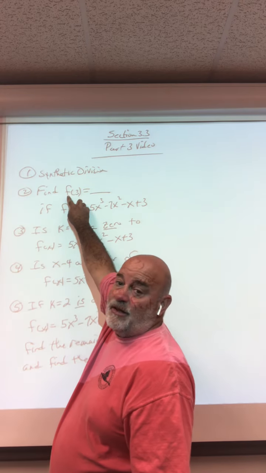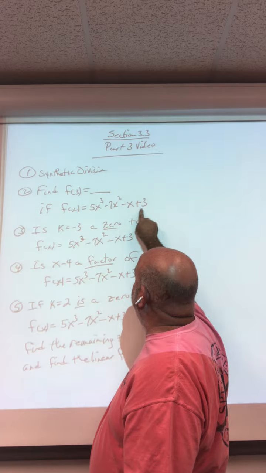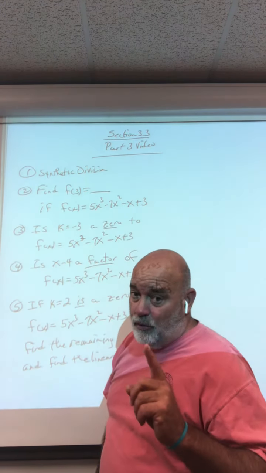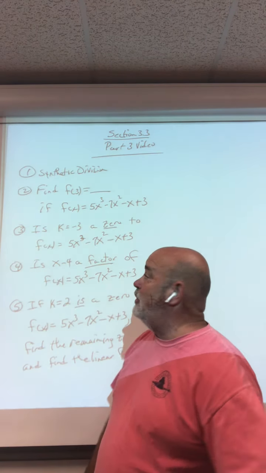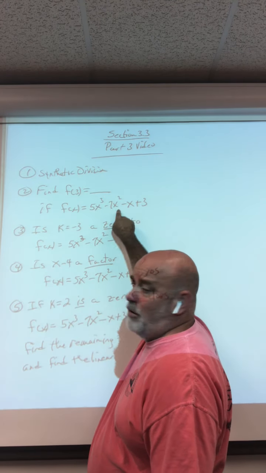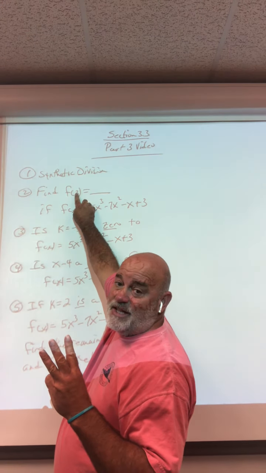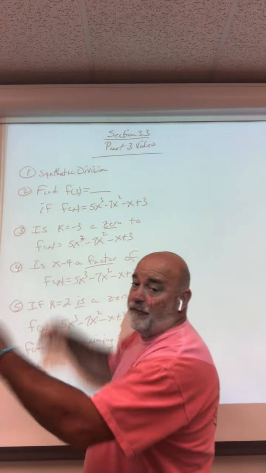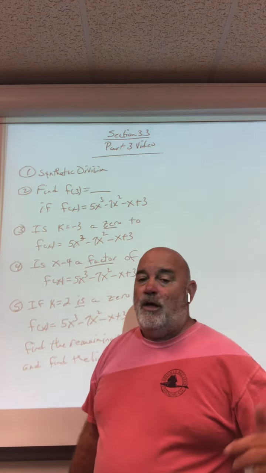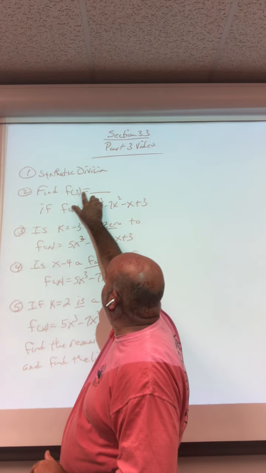So if I was looking for f of 3, and I was given a function, I don't want to plug this number in. That's one way to do it. But the way I wanted you to do it was to do synthetic division on this polynomial. The number that goes out front is the number 3. Whatever's in this parentheses, that's your k value. So put 3 in front, and this goes under the division bar, and go through synthetic division. Whatever your remainder is, that's what f of 3 is equal to.